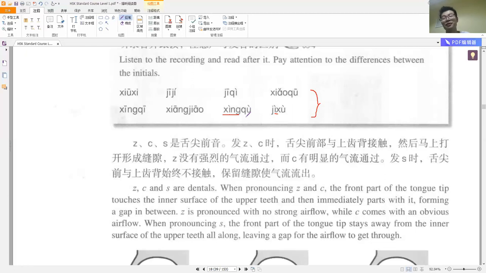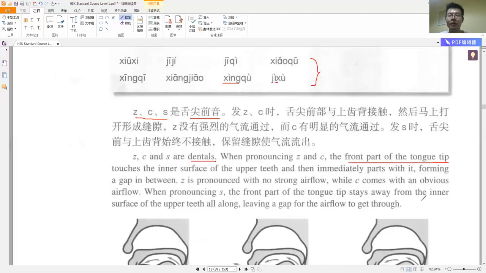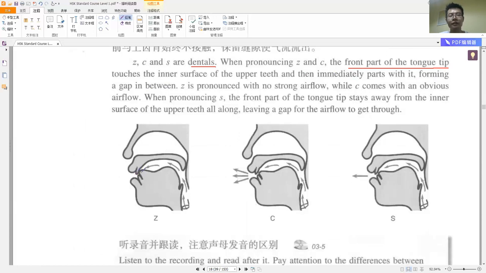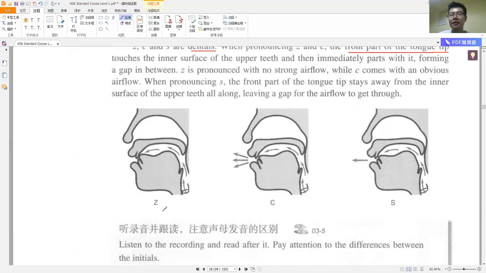I don't know how to pronounce the English word, right? Zi. When I pronounce zi, the front part of the tongue tip reaches the inner surface of the upper teeth, then immediately parts from it, leaving a gap in between. Okay, like this. Z, z, c, s, z, c, s.